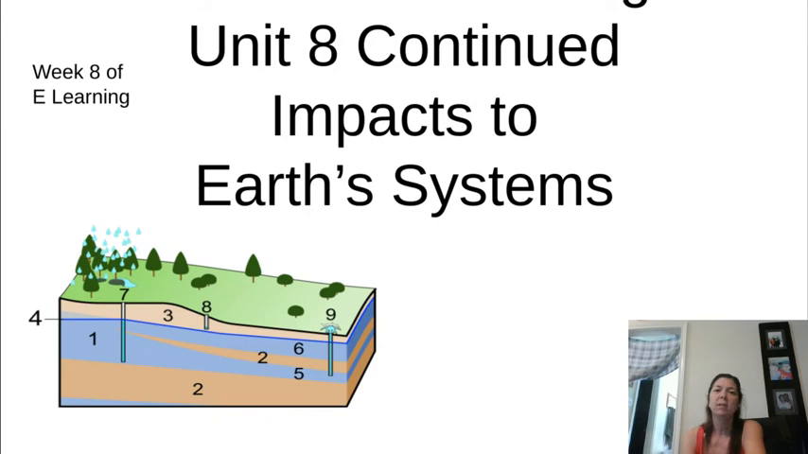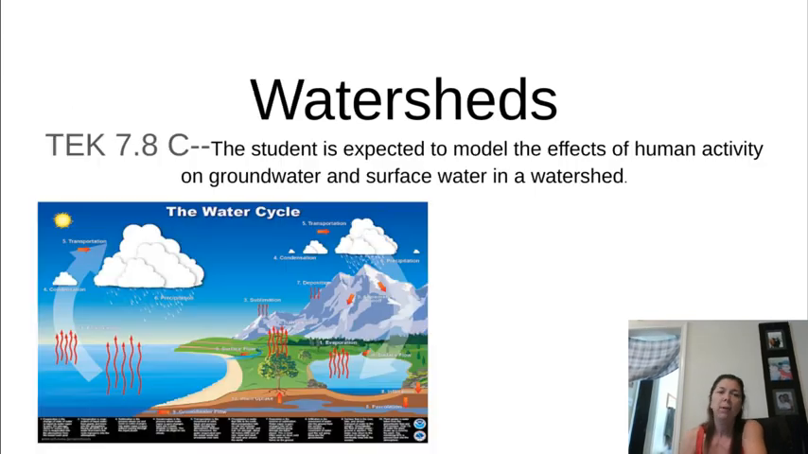We have covered up to this point 2 TEKS, and this is our last TEK this week. We're still talking about impacts to Earth systems, and specifically this week we're going to be focusing on our water system. All right, so your TEK this week is 7.8c, which simply states the student is expected to model the effects of human activity on groundwater and surface water in a watershed.